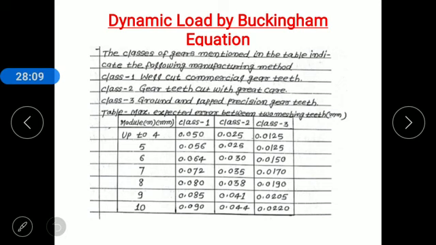If the module is 4 and the gear is made of class 1, we take directly the total error between pinion and gear as 0.050. If it is made of class 2, it is taken as 0.025, and when it is made of class 3, that total error is taken as 0.0125, directly in millimeter. The same thing is followed for the other modules and other classes. This is very important.